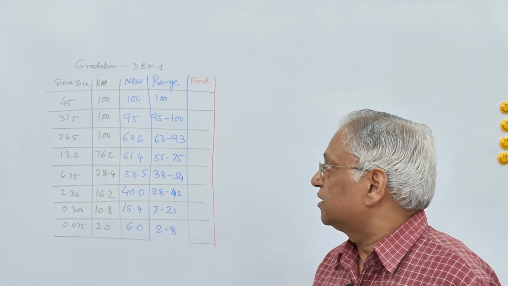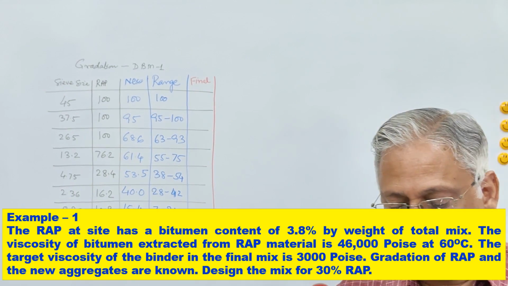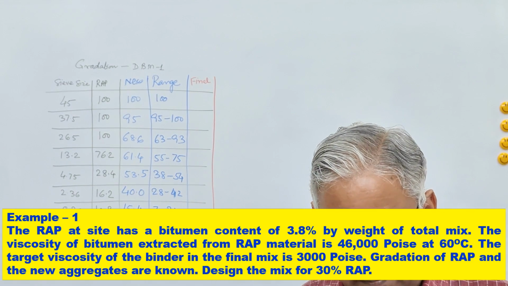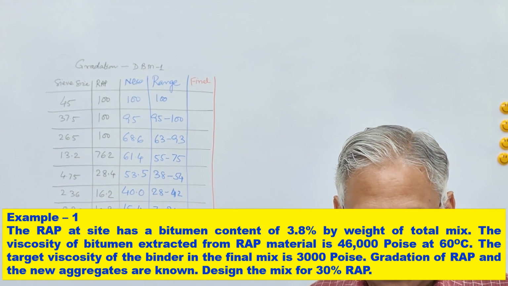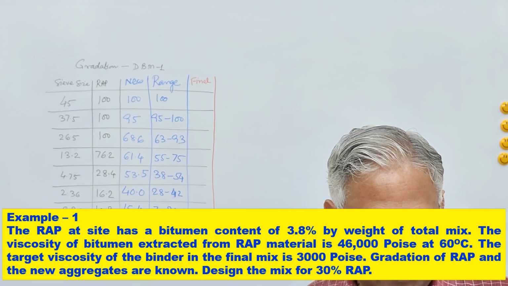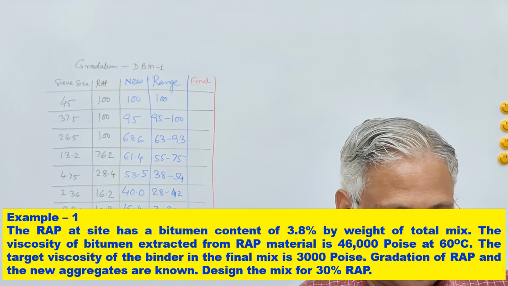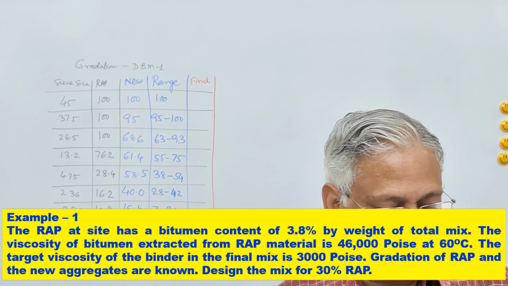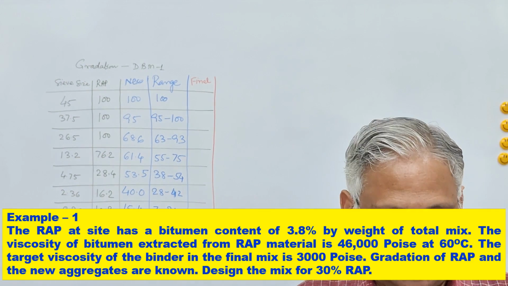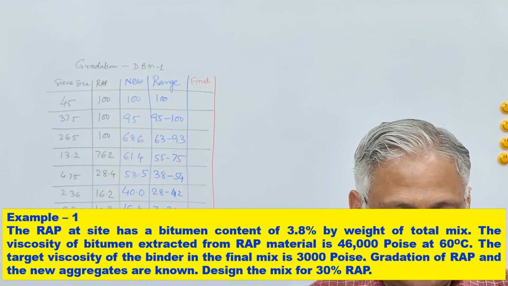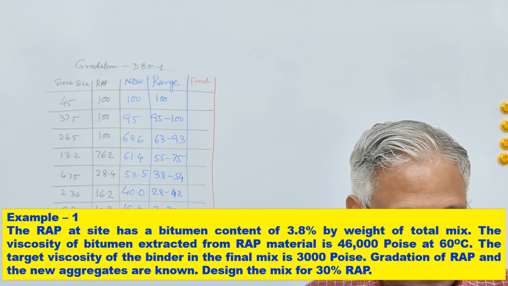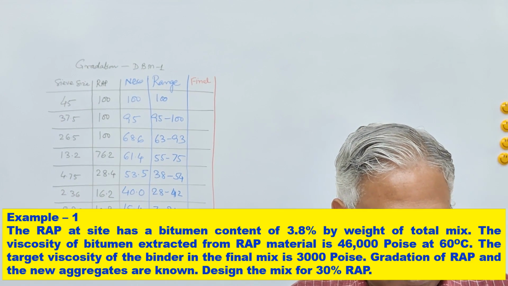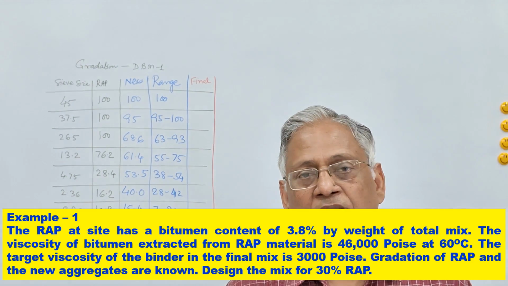An example is that wrap at site has a bitumen content of 3.8% by weight of total mix. The viscosity of bitumen extracted from wrap is 46,000 poise at 60 degrees centigrade. The target viscosity of the binder in the final mix at 60 degrees centigrade is 3000 poise. Gradation of wrap and new aggregate are known. Design the mix for 30% wrap material.